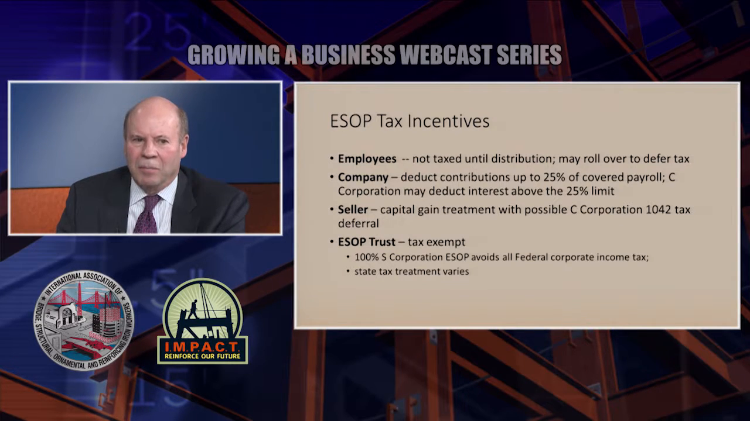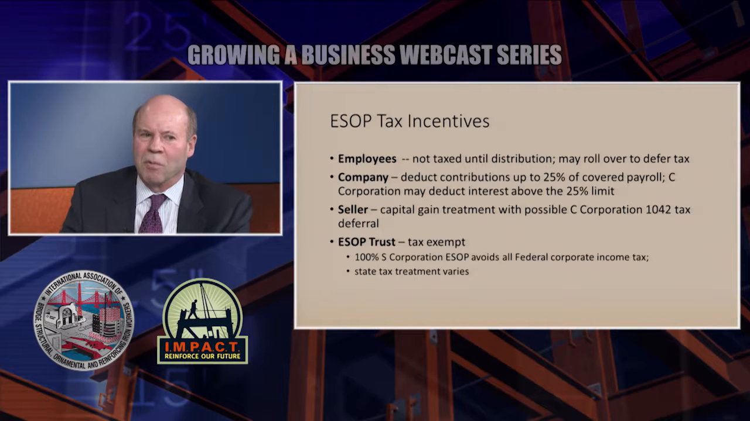The seller generally gets capital gain treatment on the sale. And if it's a C corporation, as we'll see, there's an ability under what's called Section 1042 for further deferral. Very importantly, the trust that holds the shares is tax exempt under the tax rules. Therefore, it doesn't pay any tax on any earnings within the trust. And if an S corporation is owned 100% by an ESOP, it essentially escapes all federal income tax. States vary, but this is a very significant potential tax savings. And S corporation 100% ESOPs are very popular these days.